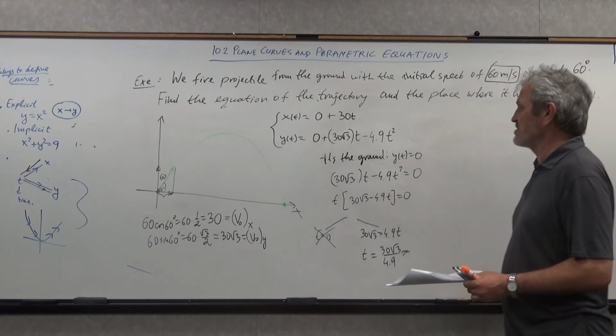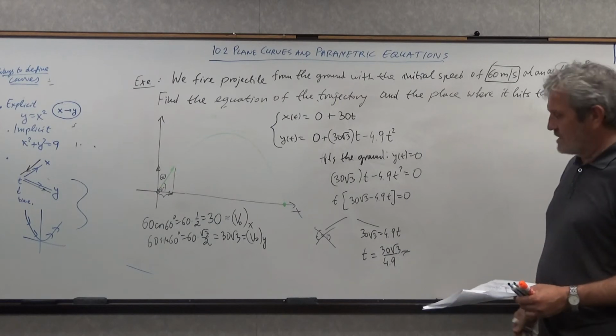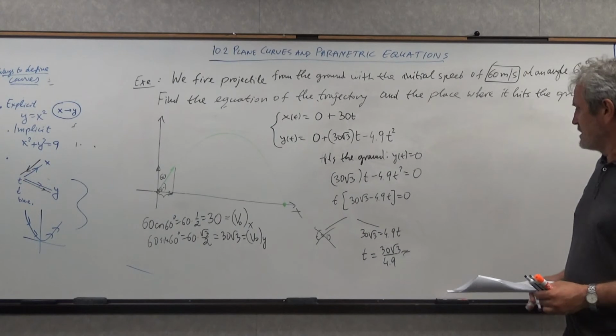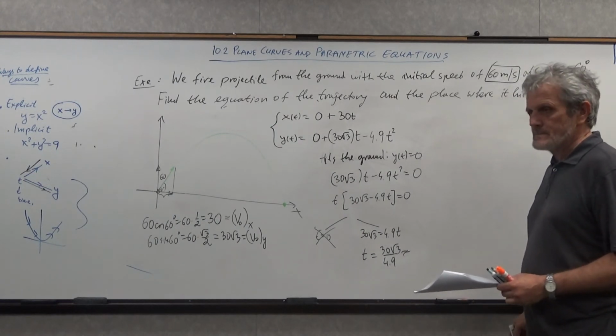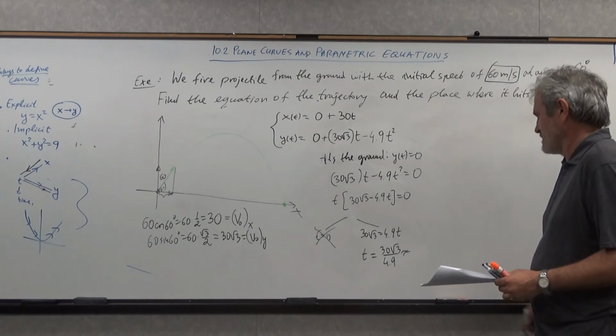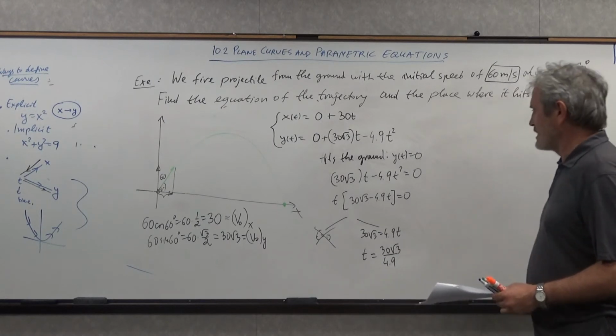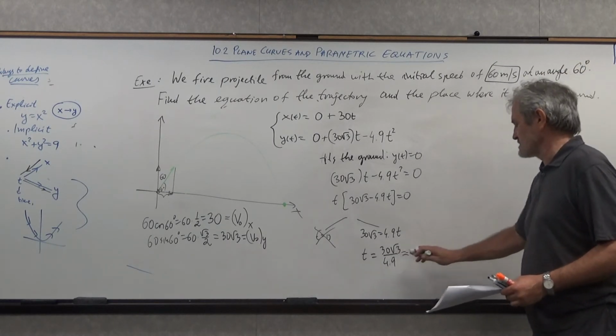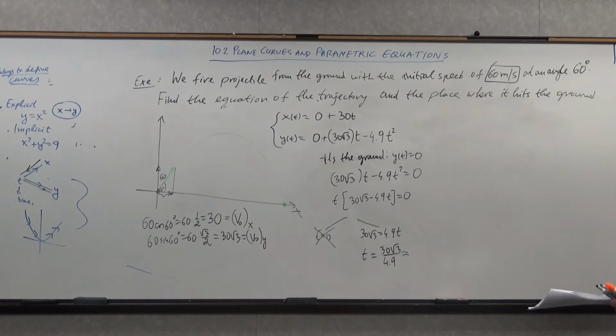This is not 9.8, to be 10. All right, so 30 root 3 over 4.9. Okay, that's whatever value that's it. So you can put this in the calculator if you know to calculate it.